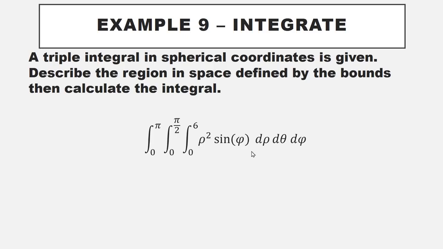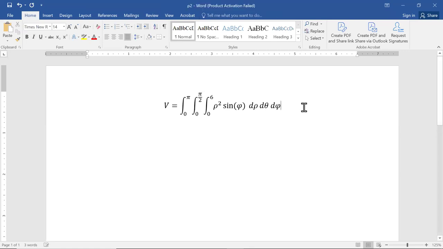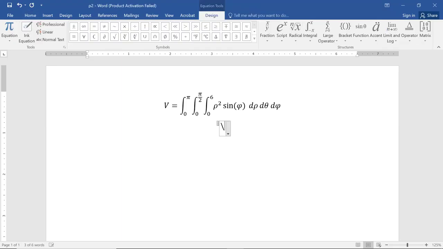1 times dv, and then when we convert, it's 1 times rho squared sine phi with respect to rho, with respect to theta, with respect to phi. So like I said, I'm arguing that this is volume, which it is. So we're going to do this triple integration. The outside integration is from 0 to pi. The second integration is from 0 to pi over 2.